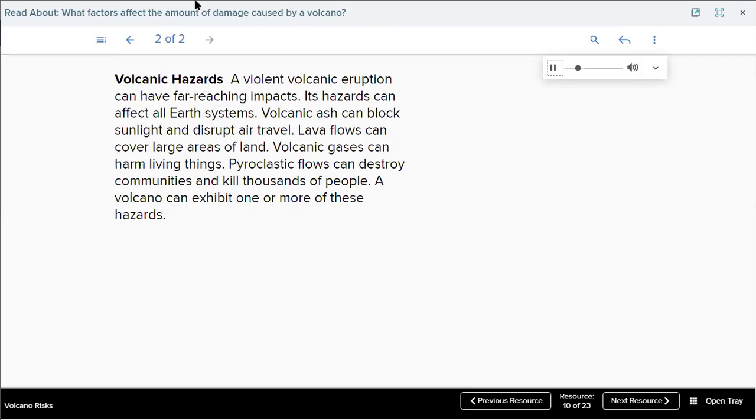Volcanic gases can harm living things. Pyroclastic flows can destroy communities and kill thousands of people. A volcano can exhibit one or more of these hazards.